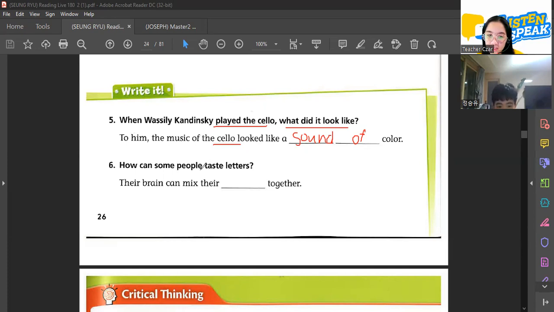Any questions? No. Let's have number six. How can some people taste letters? Their brain can mix their senses. We have five of them. What is the word? Sense. Okay. So their brain can mix their senses together, because those people who have synesthesia mix their senses together. That's why they are different, okay? Now, let's move on with the next one.